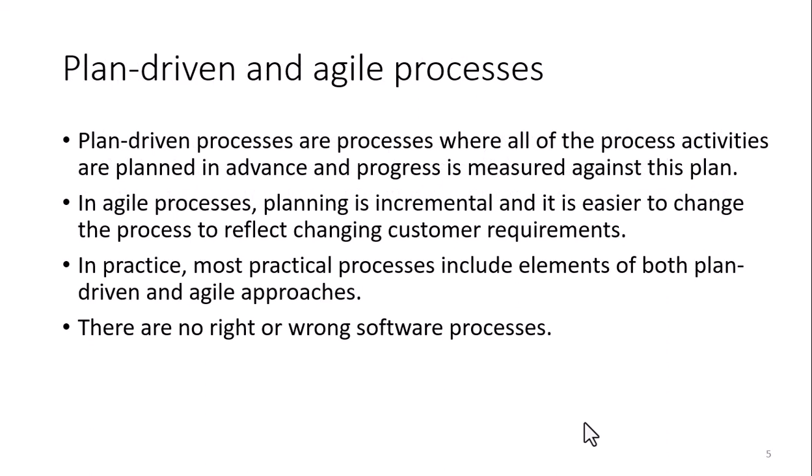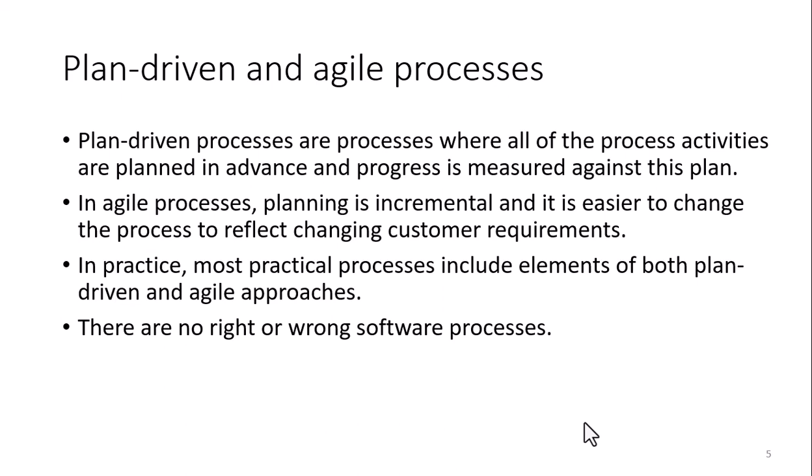There are basically two types of approaches. One is plan-driven and the other is agile process. Plan-driven processes are processes where all of the process activities are planned in advance and progress is measured against this plan. So this means we finalize all the activities, all the functionalities, all the user requests in the form of a specification in the plan-driven approach, while in agile process, planning is incremental and it is easier to change the process to reflect changing customer requirements. So changes can be expected.